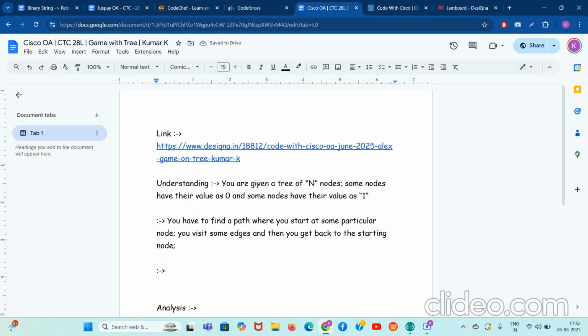One more thing which we need to take care of is that this traversal should contain all the nodes in the original tree whose value was 1. 0 nodes are also allowed, but none of the 1 value nodes should get missed after the traversal is done. Okay, sir, then what? Try to find the shortest path possible. So this is the problem.